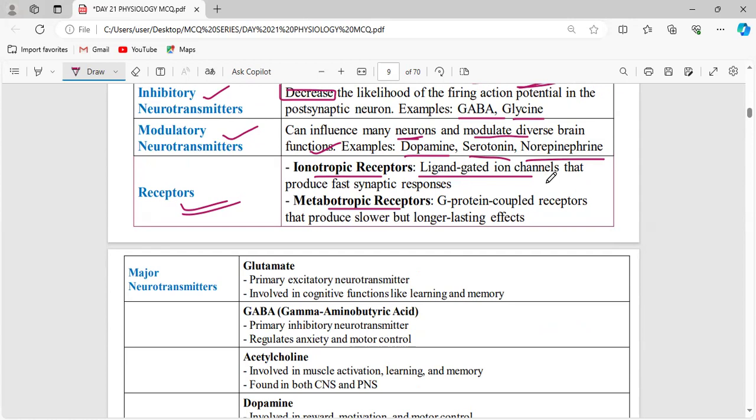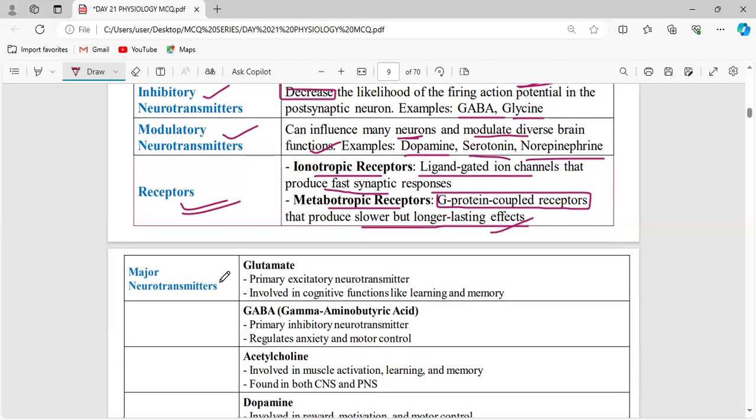Okay, what is the signal? We can say that when the signal attaches to the receptor, only then will it get activated. So the ligand gated ion channel produces the fast synaptic response. This ligand gated ion channel comes under the ionotropic receptor. And the metabotropic receptor, the G protein coupled receptor, that is GPCR, is the one that produces slower but longer lasting effects. So these are all the types of receptors.